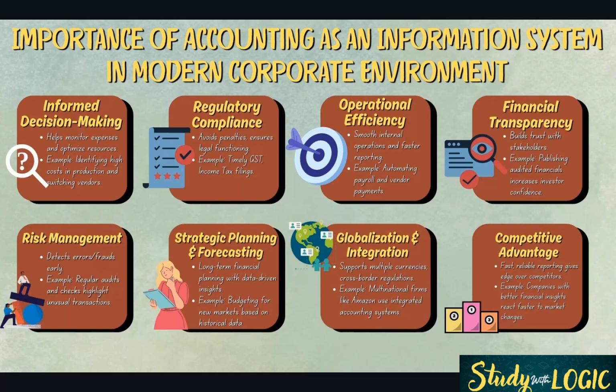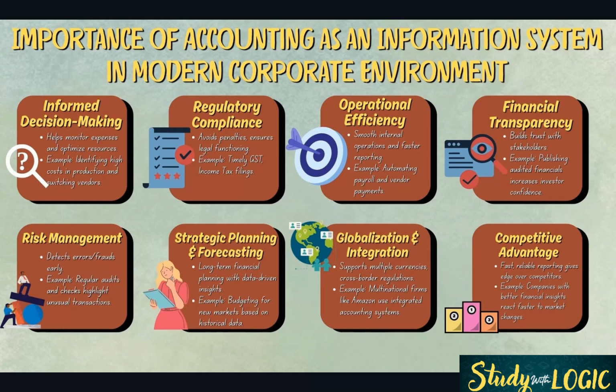Next, moving on, let us understand the importance of accounting as an information system in the modern corporate environment. First, we have informed decision making. It helps us to monitor expenses and optimize resources. For example, if you identify high costs in a product, then you'll switch to different vendors. If you're taking raw materials from some vendor who's costing you high, and if you find that nearby there's another vendor who's giving you the same quality at a low price, then you'll switch vendors.